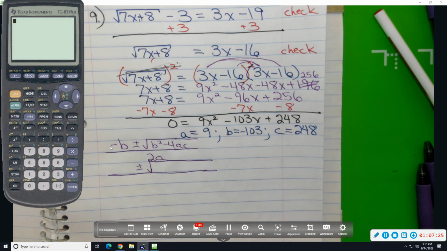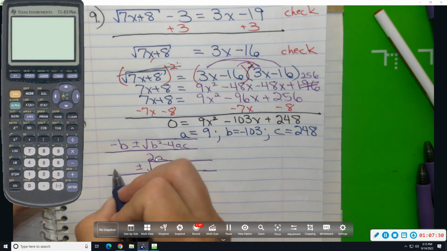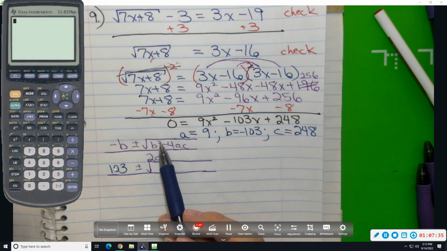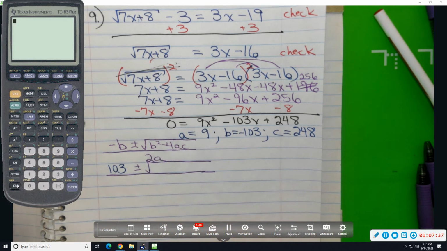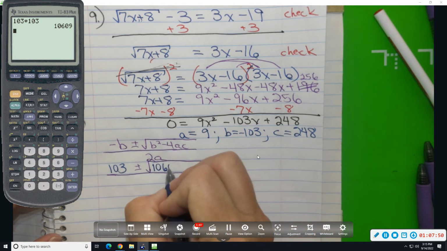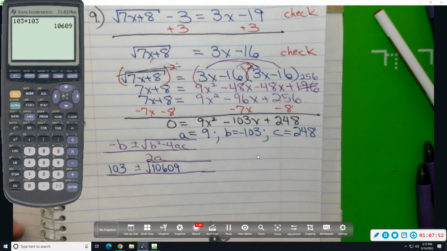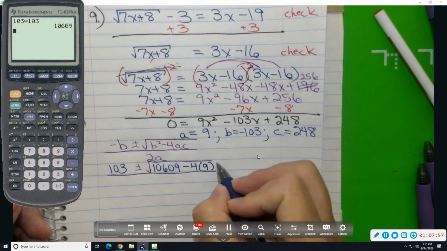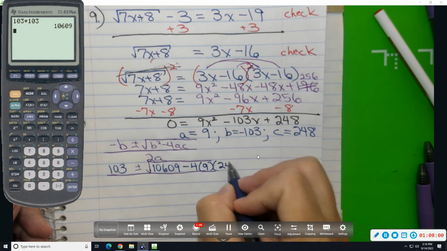Okay, so here goes. Negative B. The opposite of negative 103 is positive 103. Oh my goodness. Oh, you see why I got my calculator. B squared, negative 103 times negative 103 is going to be a positive. I'm just saying, 103 times 103. Don't get too scared yet. 10,609. You might be thinking, oh wow, it'd be better to do some factoring. No. Minus 4 times A times C.